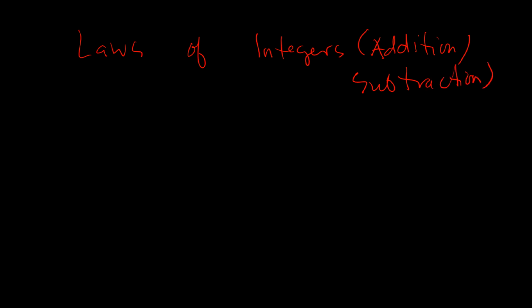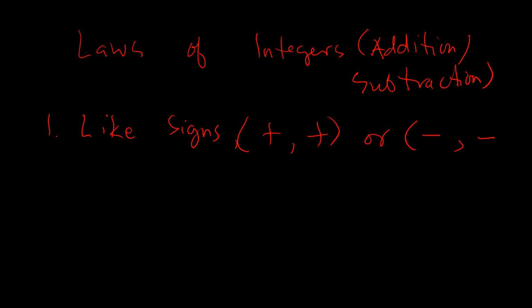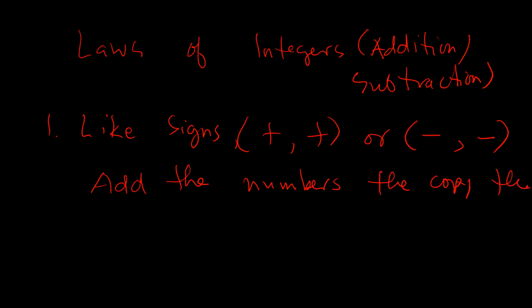So, the first situation, number one, is like signs. Meaning the given is both positive and positive, or it could be negative and negative. So this is the rule. If it is like signs, we are going to add the numbers, then copy the sign. Copy the sign.